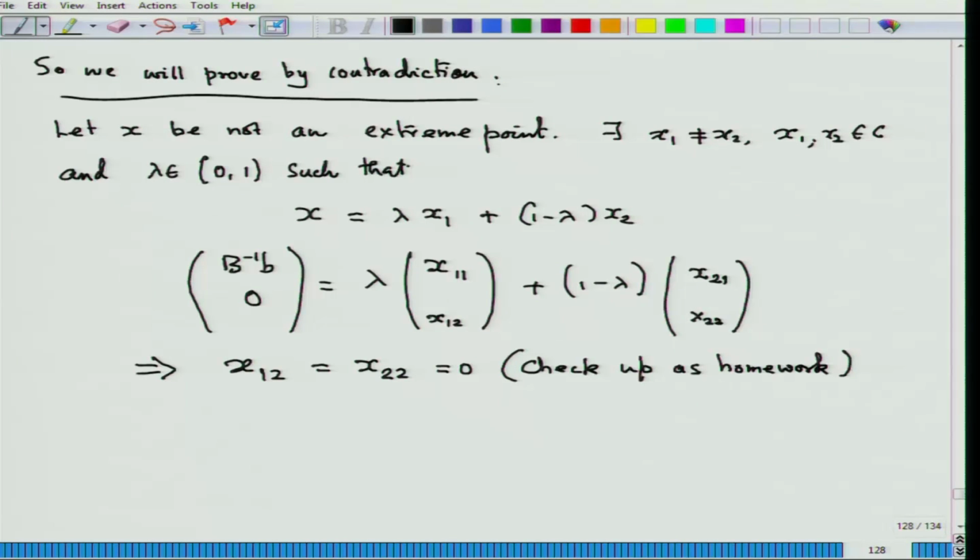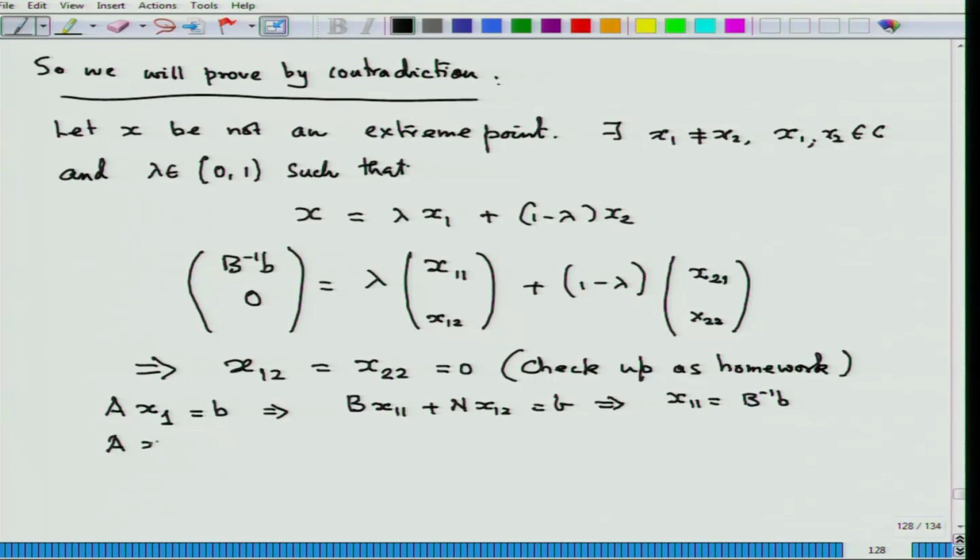Now, let us see what it means. It means the following. So, some part is 0. Now, because x1 is feasible, I have A x1 is equal to b, which would imply again by the partition B x11 plus N x12 is equal to b, but x12 is 0 from the above line, and this would imply x11 is equal to B inverse b.